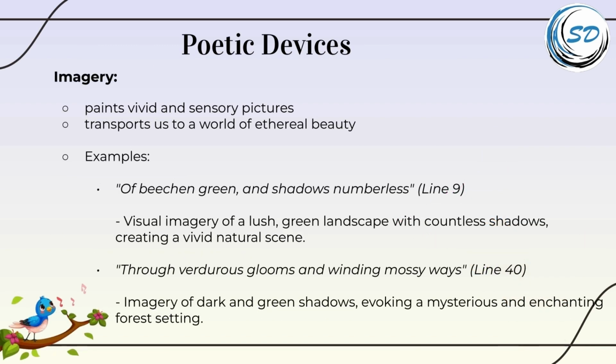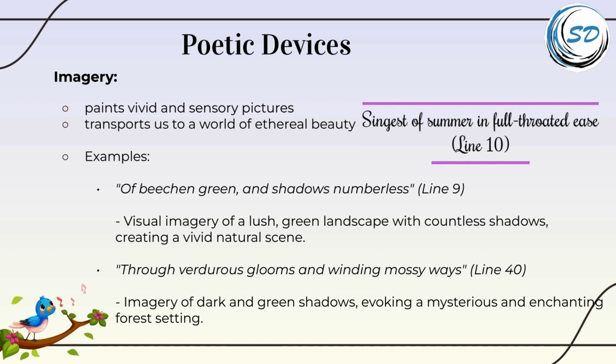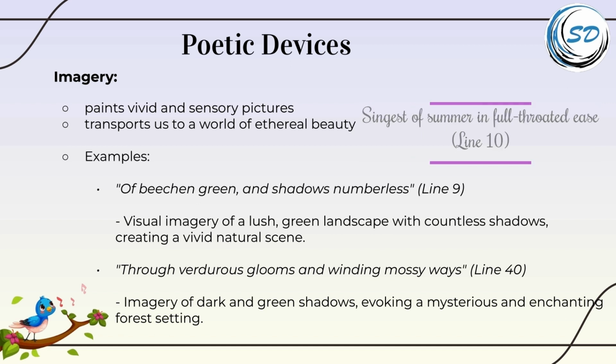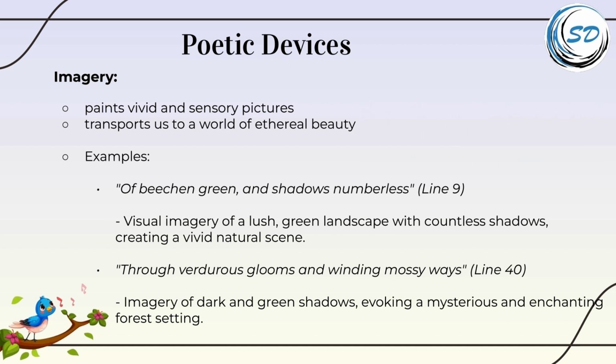Keats' skillful use of poetic devices enhances the emotional impact of the poem, drawing us into the world of the Nightingale's song and the poet's yearning for transcendence. Let's begin with imagery, one of the most captivating poetic devices employed by Keats. Throughout the poem, he paints vivid and sensory pictures, transporting us to a world of ethereal beauty. Listen to how Keats describes the Nightingale's song as "full-throated ease" and the "melodious plot of beechen green and shadows numberless." This imagery immerses us in the scenes of nature and the profound emotions of the speaker.